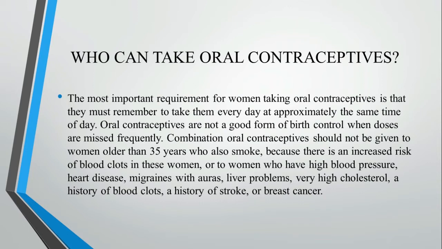Combination oral contraceptives should not be given to women older than 35 years who also smoke, because there is an increased risk of blood clots in these women. Other risks include heart disease, liver problems, very high cholesterol, a history of blood clots, and a history of stroke or breast cancer.